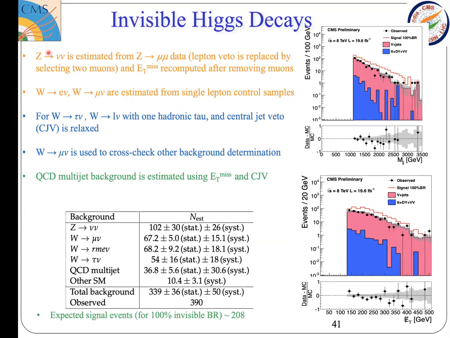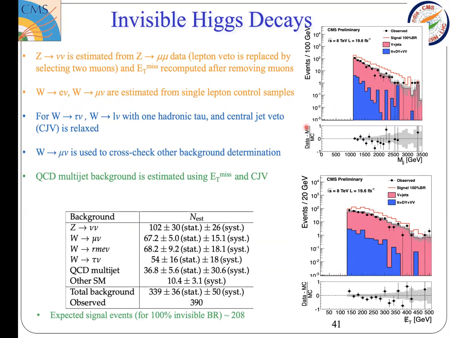Here, the data-driven background estimation was done again. We have Z to μμ data to take care of the Z to νν, accounting for the cross sections and efficiencies, and W to eν and W to μν for the single lepton control samples.